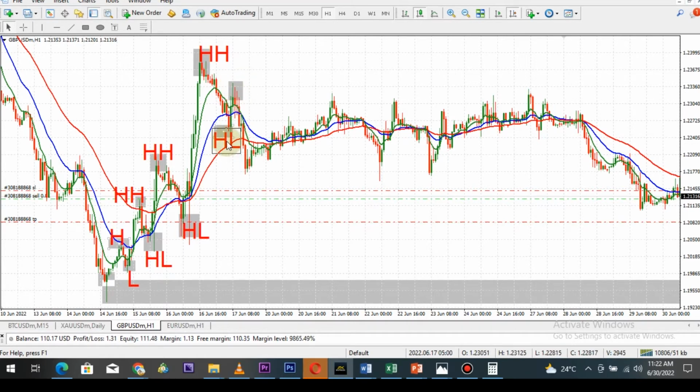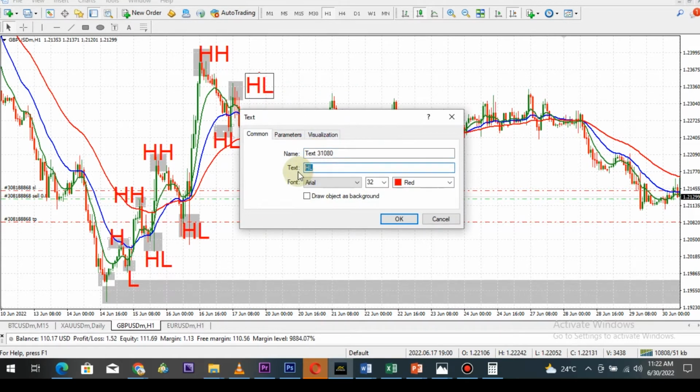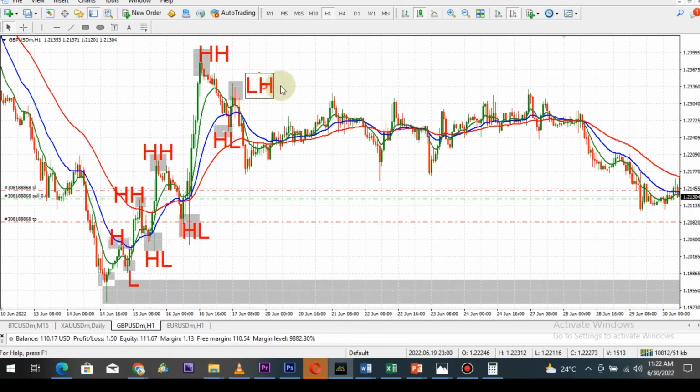Now we have a new high, which is this, but this high is actually not higher than this one, so we call it a lower high. All right. But since we're trying to identify an uptrend, we can actually just stop here for this.